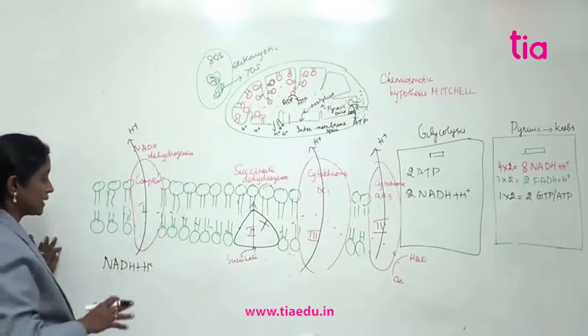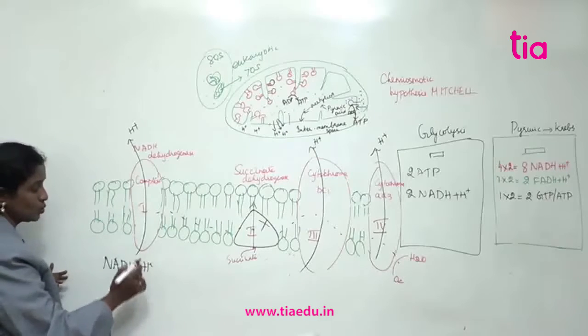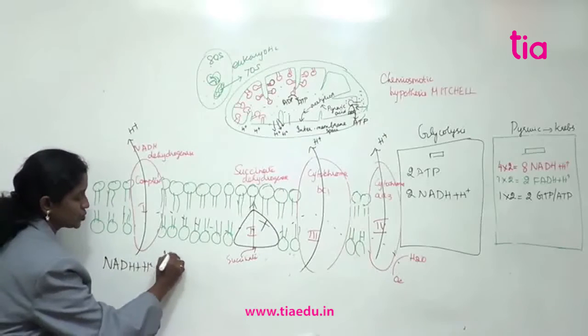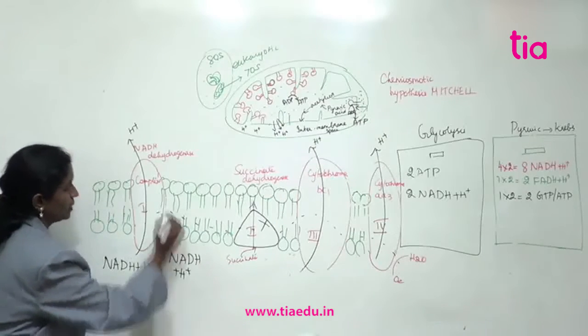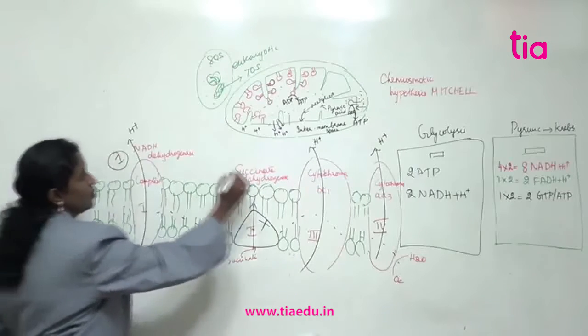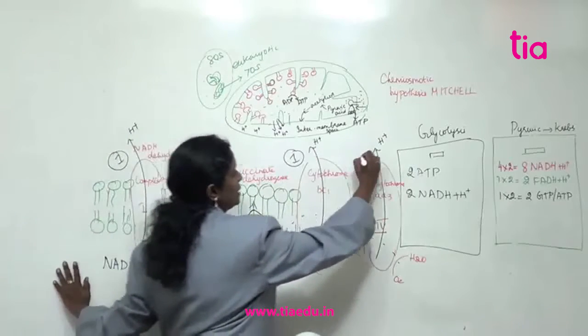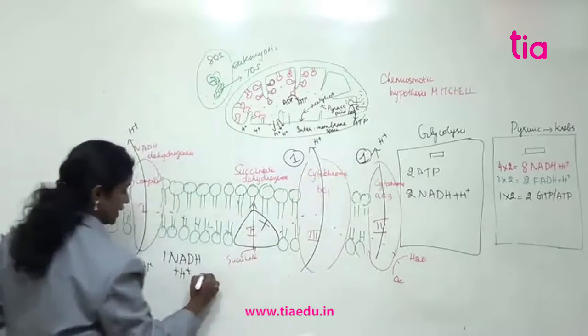So as a rule of thumb, one NADH plus H plus will give rise to how many ATP? 1 ATP here, 1 ATP here, 1 ATP here. So 3 ATPs.